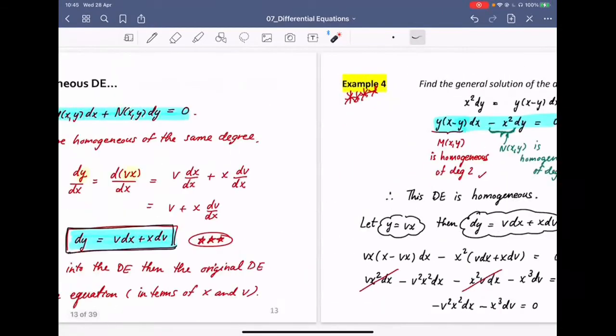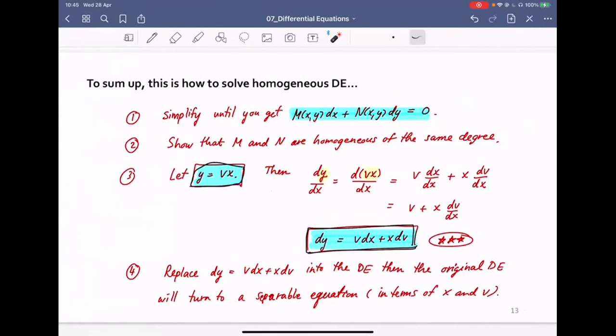To sum up one more time, homogeneous differential equation. This is not a terrible topic. It's just way tedious for you. So again, to solve a homogeneous differential equation, you simplify first to get this equation, and then show that the function is homogeneous first, and then do a substitution: let y equal to vx, and then dy equal to v dx plus x dv, and then you replace it back into the original equation to get the separable equation, and then you solve the separable equation.